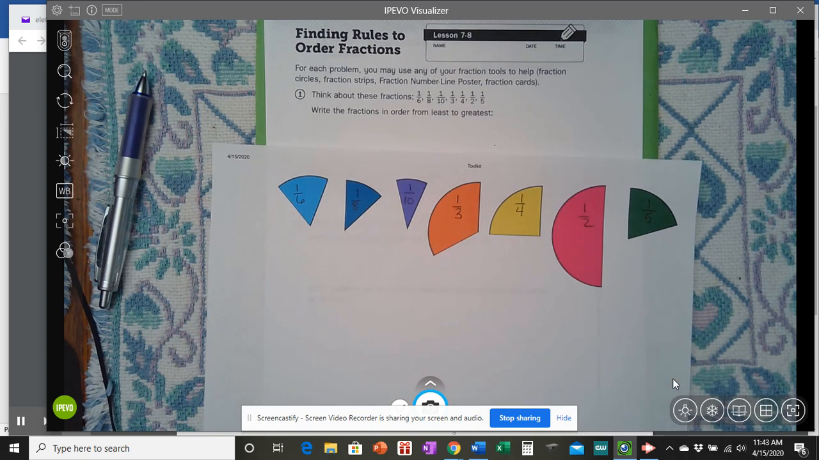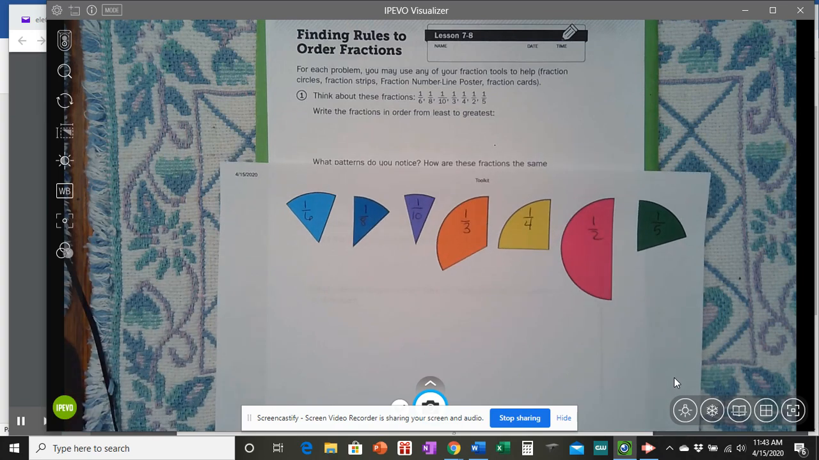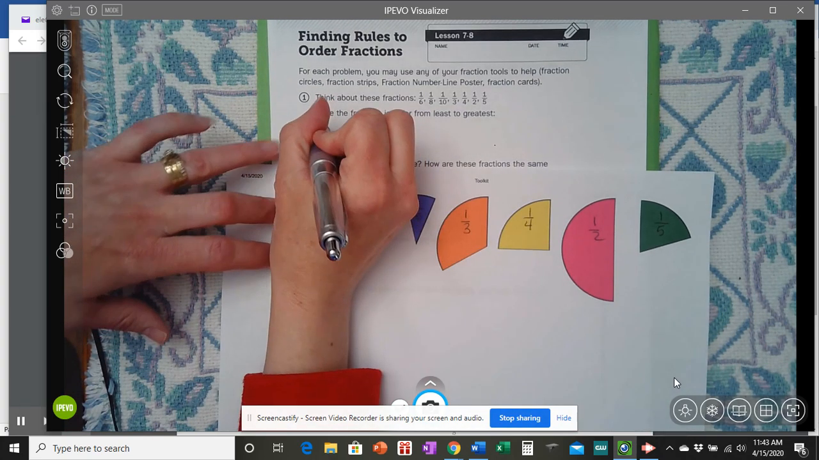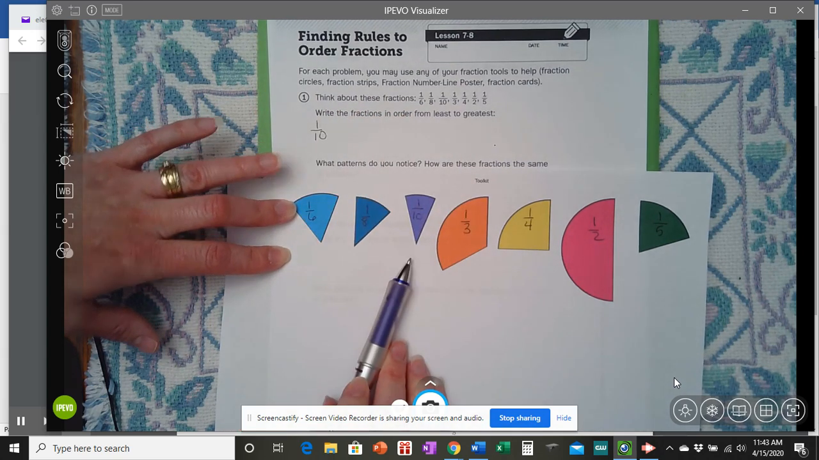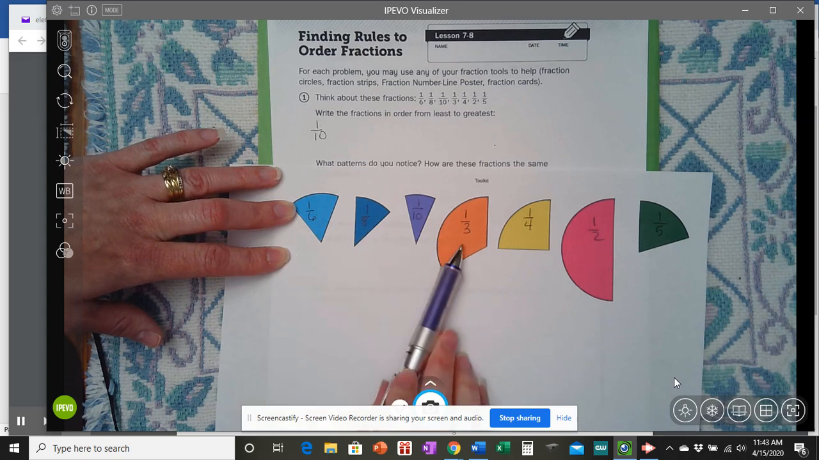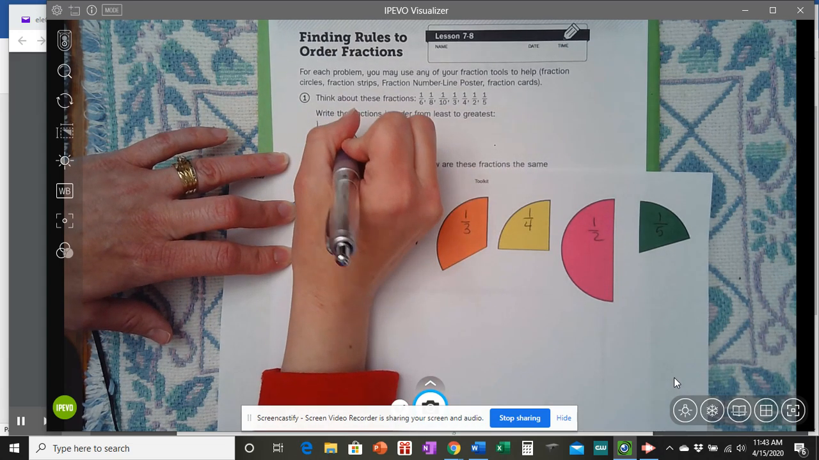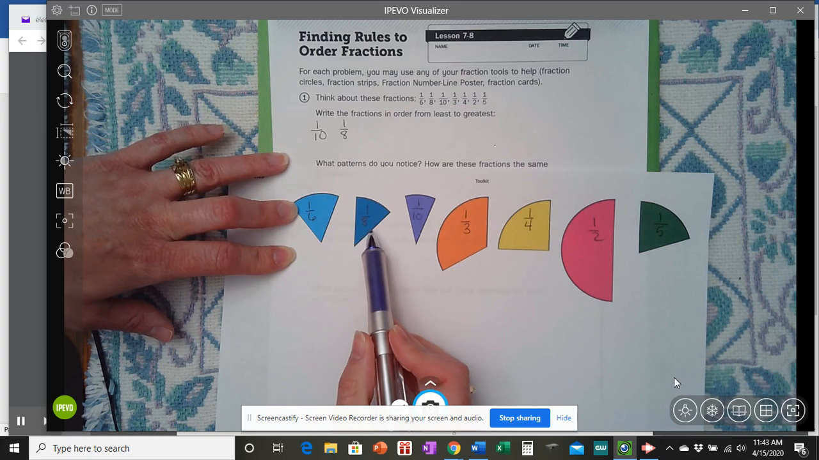So if we're going to write these in order from smallest to largest, then we're actually going to start with the fraction that has the largest number in the denominator. So we would have 1/10. So I'm going to look and see, okay, which one is my next biggest number, and that's going to be the 1/8. Because if you look, 1/8 is just a little bit bigger than 1/10.